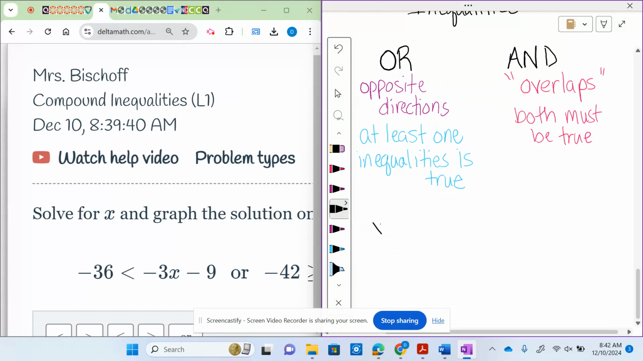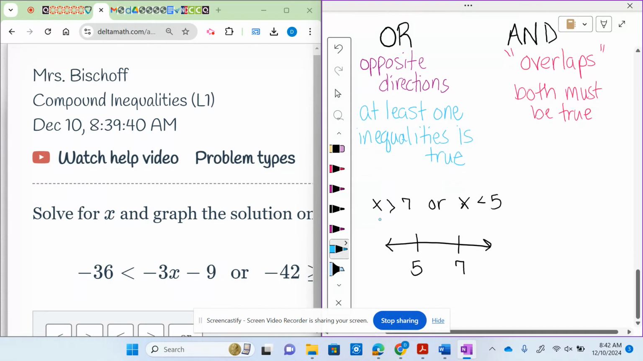If I said x is greater than 7 or x is less than 5, let's graph that on a number line. We're putting both inequalities on the same number line. You always start with the smaller number first. So I have a 5 and I have a 7. Am I going to have open circles or closed circles? Those are both going to get open circles.